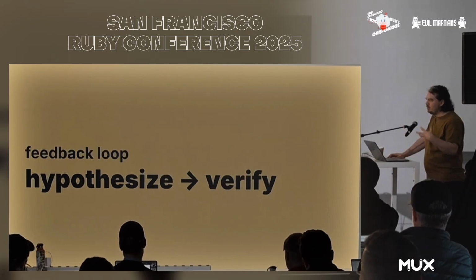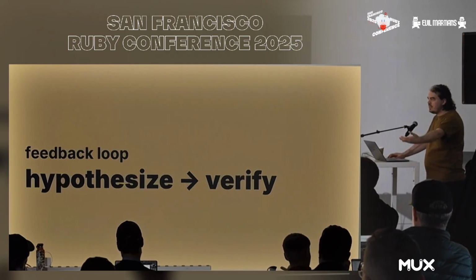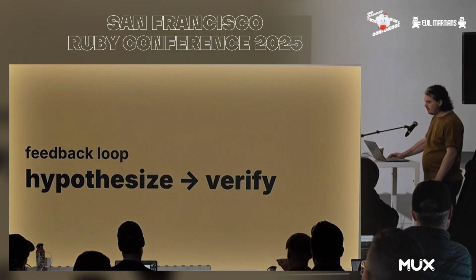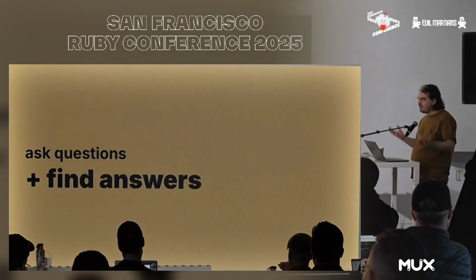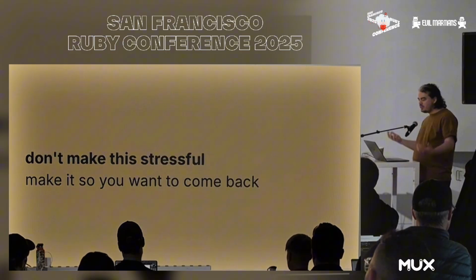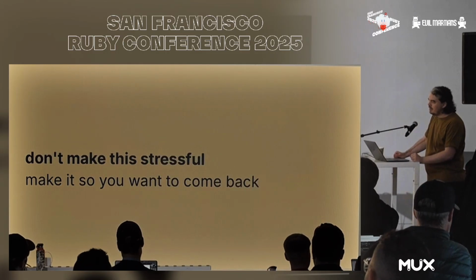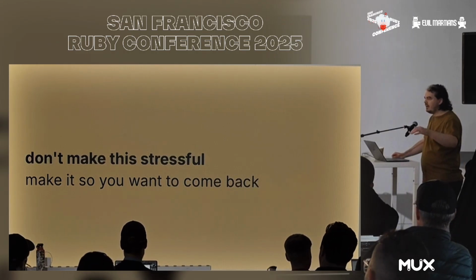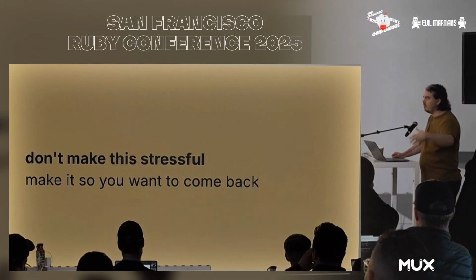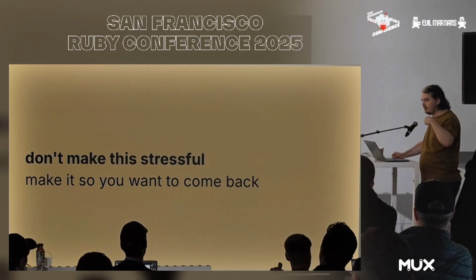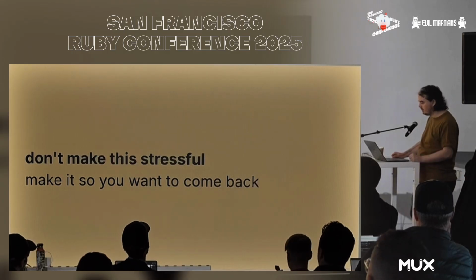The overall feedback loop you want to have is slightly scientific, where you're trying to hypothesize about stuff you're seeing, and then figure out how to verify what you're seeing on screen. In other words, you ask questions, and then you figure out how to find answers. And don't make this stressful. Make it so you want to come back to do this, because it's supposed to be fun. So if you open up something in Rails that's super complex, don't worry about it. Grab that 1% and then come back later. It's more about coming back, essentially.